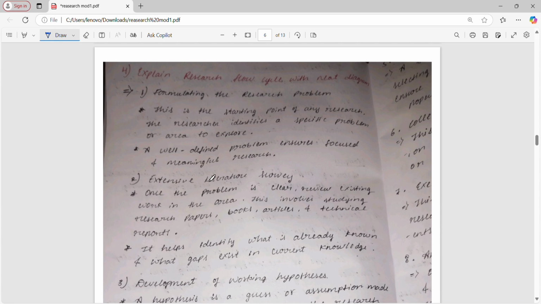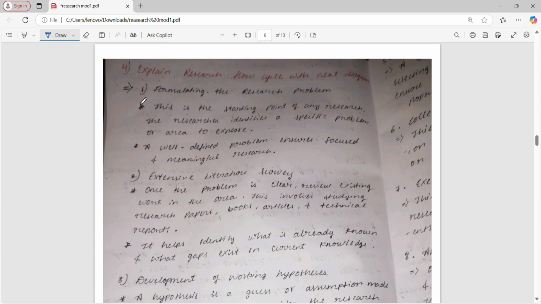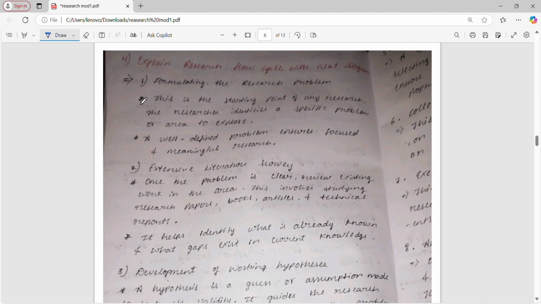Now the next question is: explain the research flow cycle with a neat diagram. There are 11 processes. First one is formulating the research problem. Formulating the research problem is the starting point of any research. The researcher identifies a specific problem or area to explore. A well-defined problem ensures focused and meaningful research.